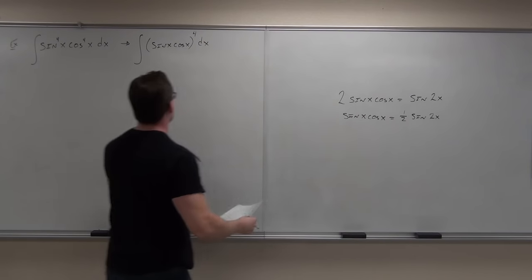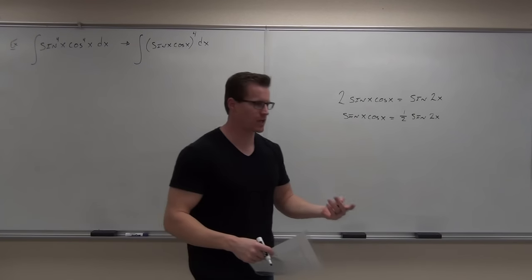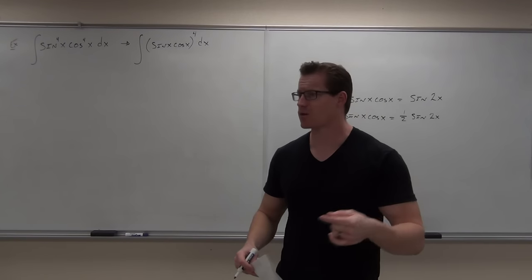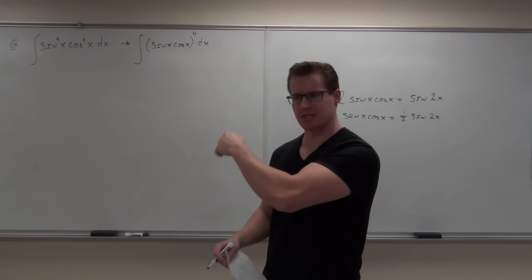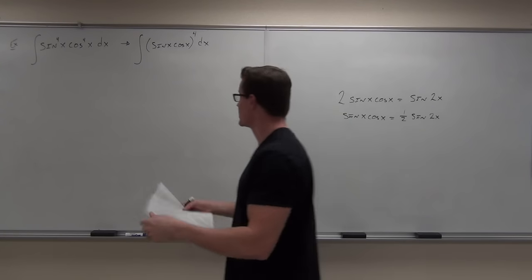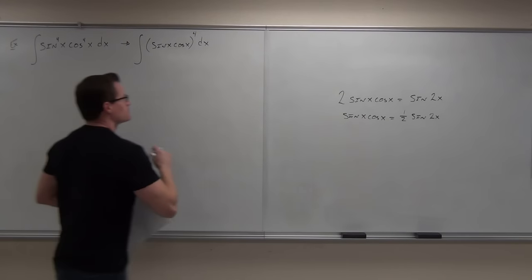Well, what that means is, hey, look at that. I can make it sine x cosine x to the 4th. Of course, this is a special case where they're both exactly the same power. If they're not exactly the same power, then naturally this won't work. But I want you to see this at least once. Then this piece is 1/2 sine 2x.